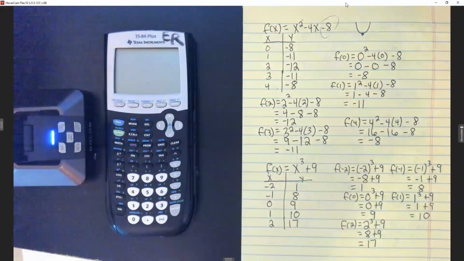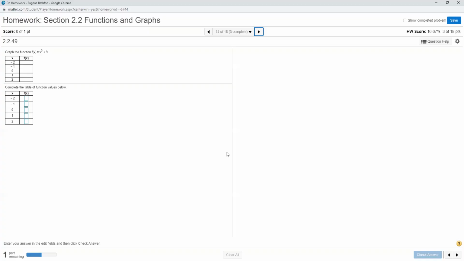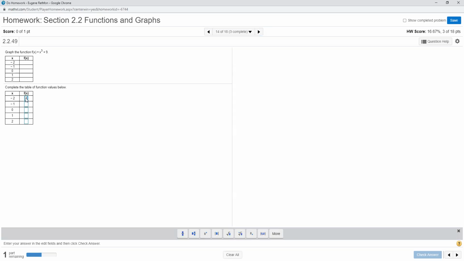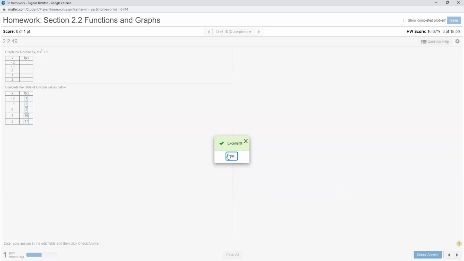All right, y'all, so let's see, new screen. So on this one, we're going to have to put all 5 of these numbers in we just got. So I got a 1, 8, 9, 10, and then I got a 17. So what you would do is put your answers in and check them, and then hit OK.